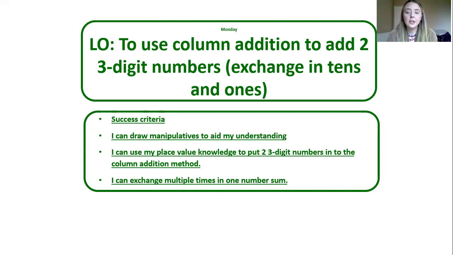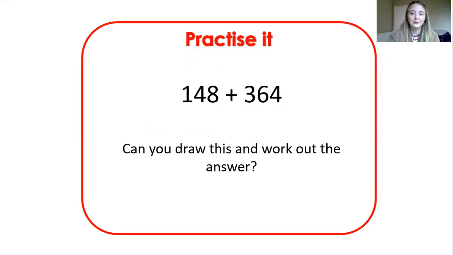So we are going to be continuing today, exchanging in the tens and the ones with our column addition of two three-digit numbers. We're going to start with drawing our manipulatives. We're going to be using our face value knowledge because it's so important to always use that in column addition, isn't it? Because we need to know exactly where to put our hundreds, tens and ones numbers. And we are going to be exchanging multiple times in one number sum. So we're not just doing one exchange today, we're doing two exchanges, just like you did on Friday. Now I will try and trick you up in some of the questions. Sometimes there might be one exchange, sometimes there might be two. Okay, so you've always got to be on the ball.